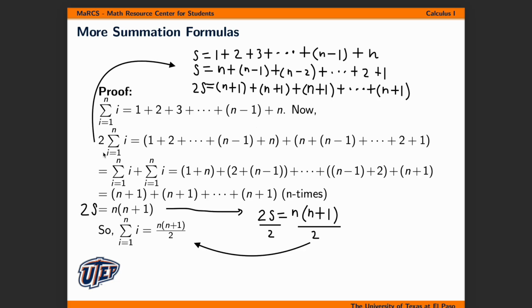Now we can do 2 times the sum of i from i equals 1 up until n. We can let this portion, the summation of i, be equal to s, our sum, and we just carry out the sum right here. The second sum will be the same thing but written in the opposite direction. So we will start with the largest term, then the second largest, third largest, up until the smallest term, 1.